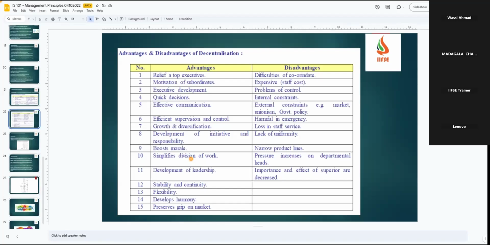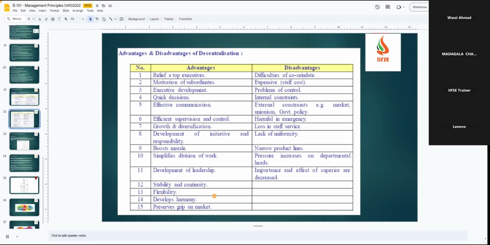It is easy to get the activities done. And development of leadership. Where you are giving more responsibilities or more attention to the subordinates, their leadership automatically increases. Stability and continuity. Automatically the process gets stable, people get stable, and you can also see the continuity of the initiatives which we have taken.